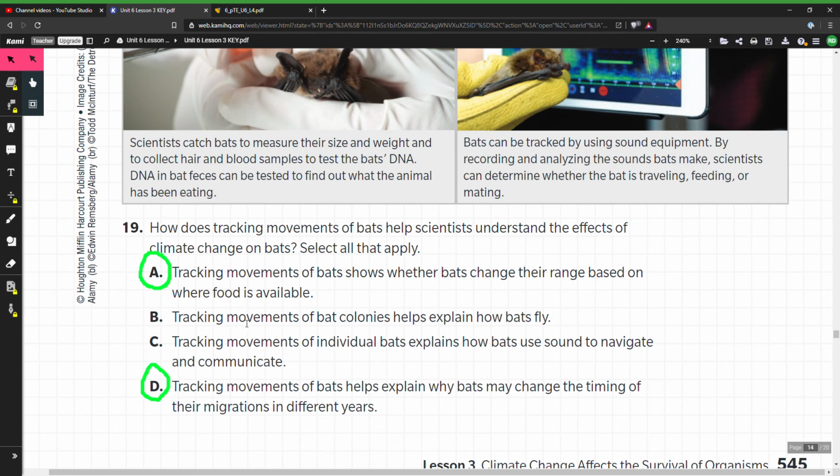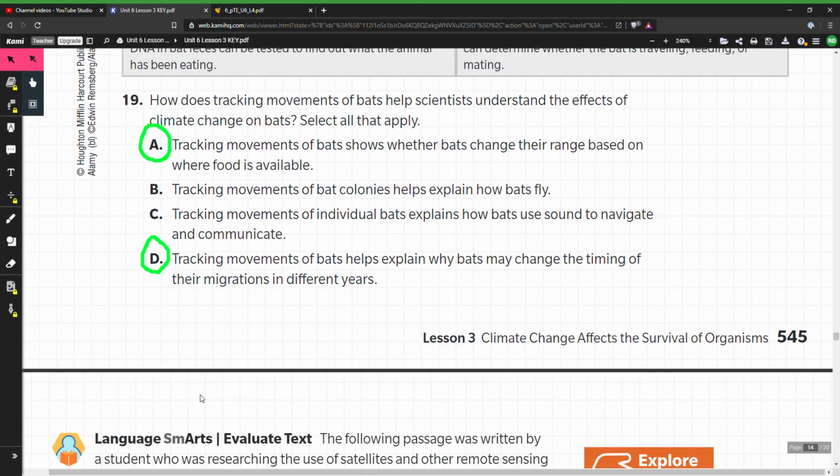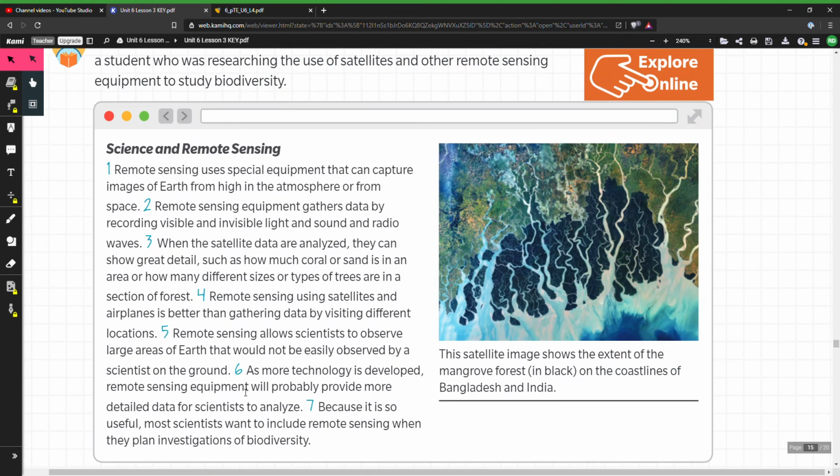Tracking movements of bat colonies helps explain how bats fly. That doesn't have to do with climate change. Tracking movements of individual bats explains how bats use sound to navigate and communicate. Yes, but this doesn't have to do with climate change. And tracking movements of bats helps to explain why bats may change the timing of their migrations for different years. Yeah, the timing of migration could be due to climate change, so that would be D.